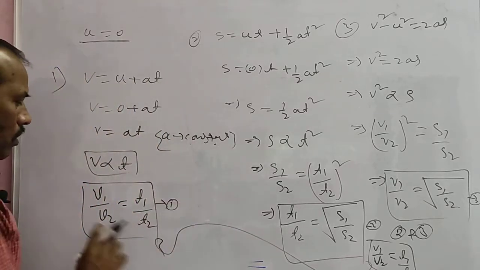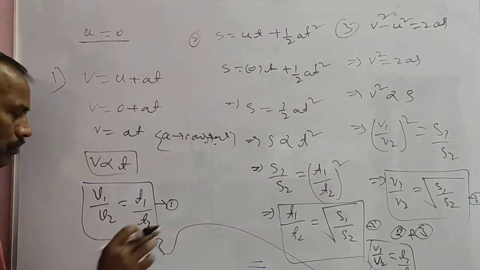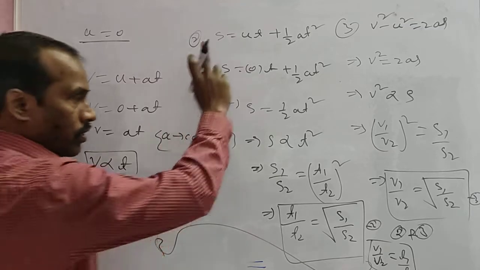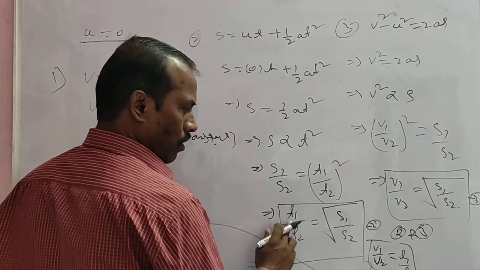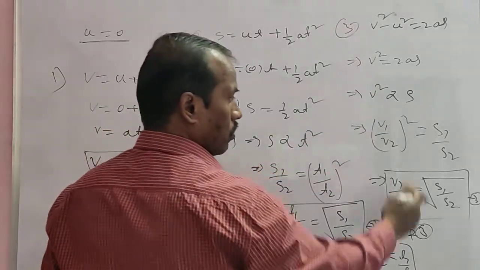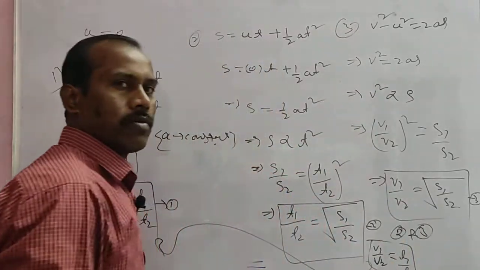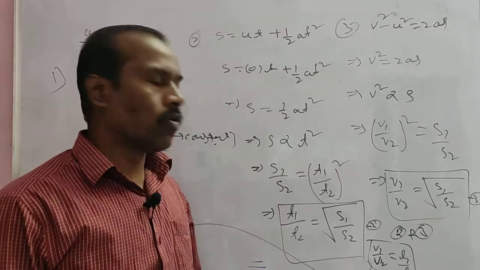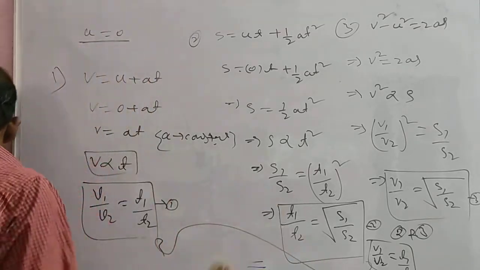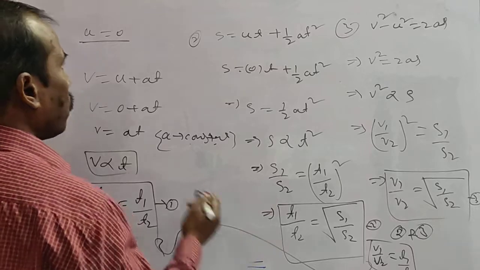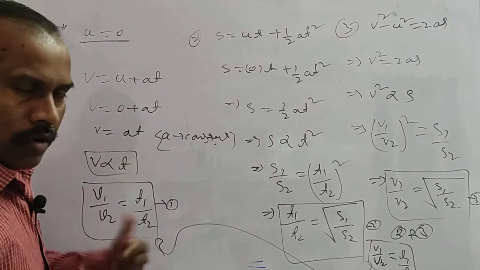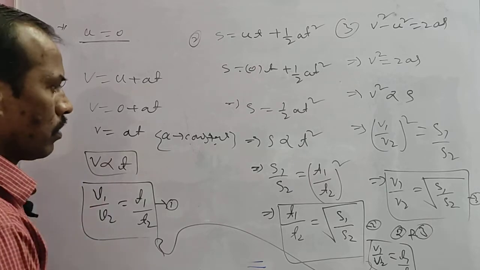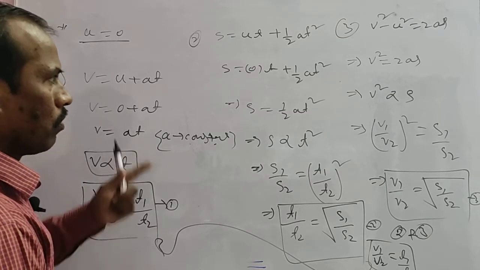Here are 3 equations. The first equation is the relation between velocity and time, the second equation is the relation between time and displacement, and the third is between velocity and displacement. Now the fourth one, note this first of all. Very important concept-oriented problems remain, after some problems. Note this one first of all.